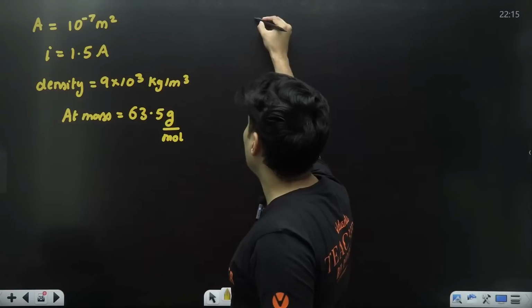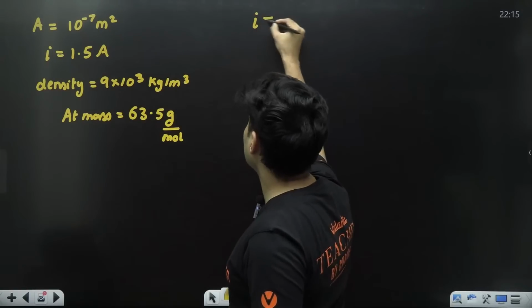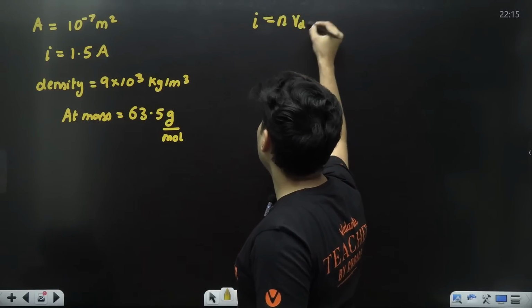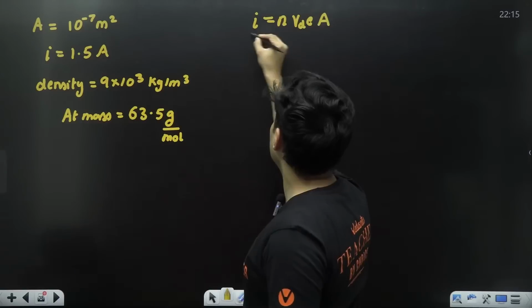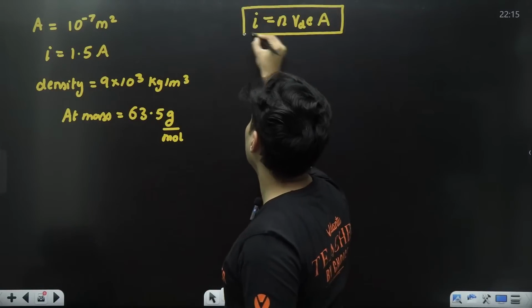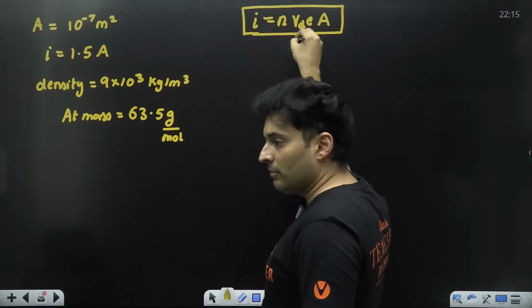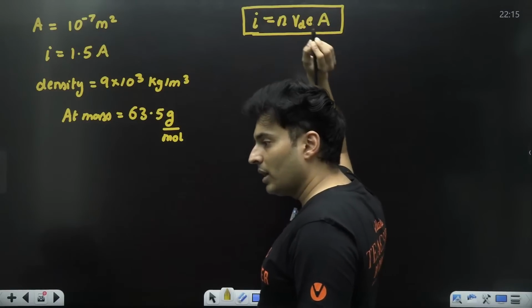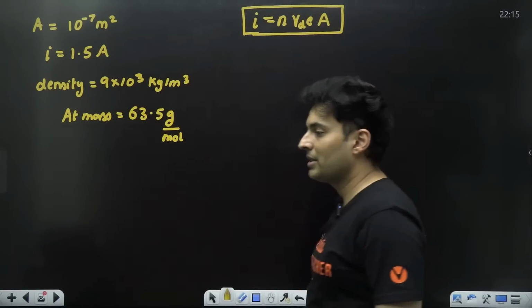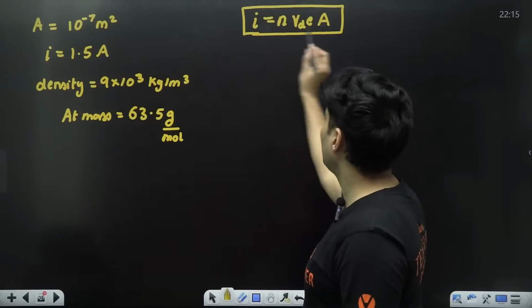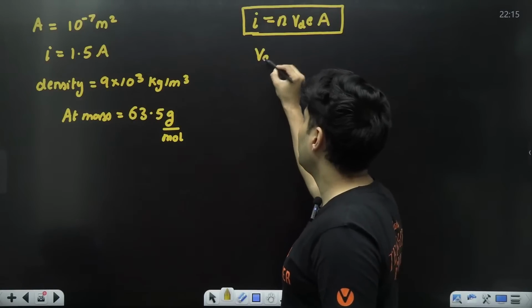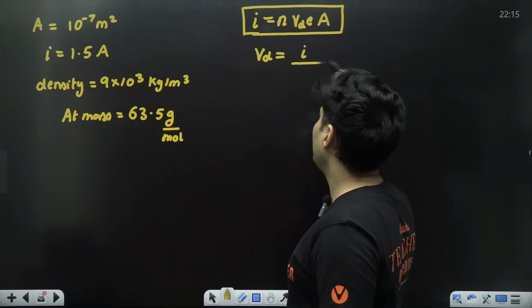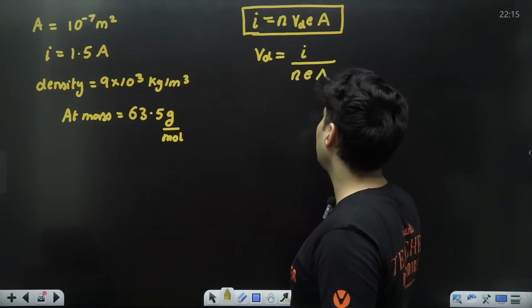Which comes down as current is equal to nvedA. This equation, although it is not there in NCERT, please remember it. It will help you and it will solve the problems in a much simpler manner. So remember this formula, because of which drift speed will be current divided by neA.